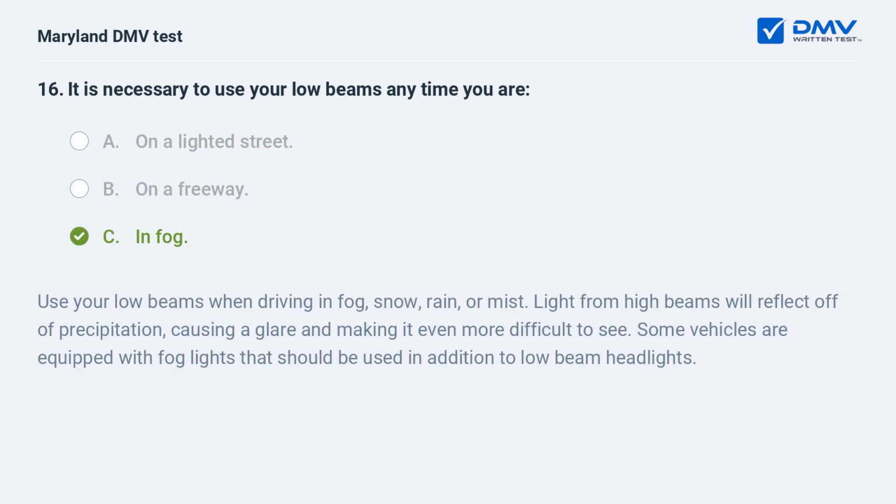C. In fog. Use your low beams when driving in fog, snow, rain, or mist. Light from high beams will reflect off of precipitation, causing a glare and making it even more difficult to see. Some vehicles are equipped with fog lights that should be used in addition to low beam headlights.